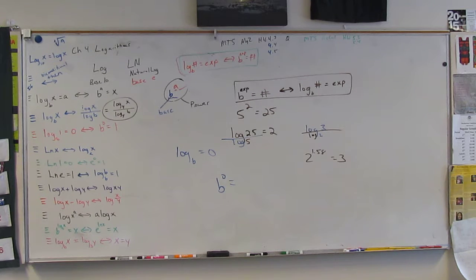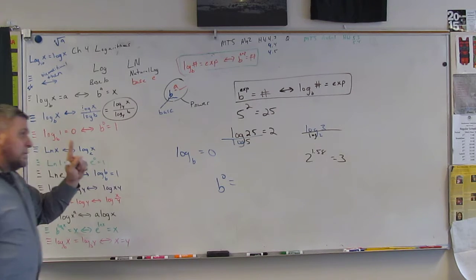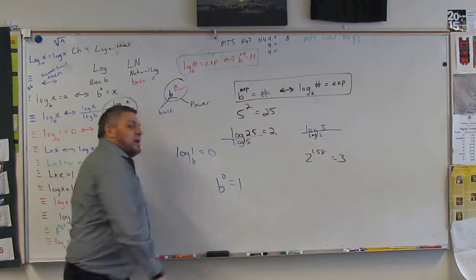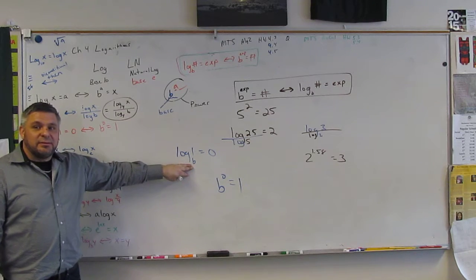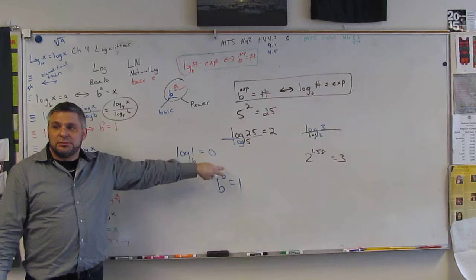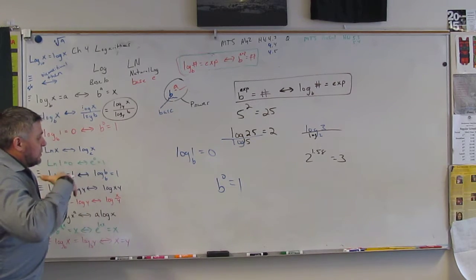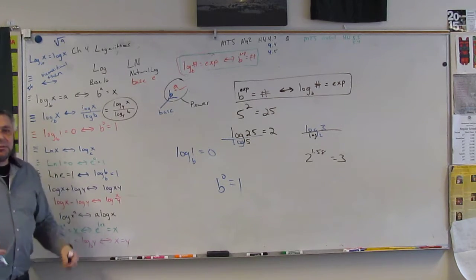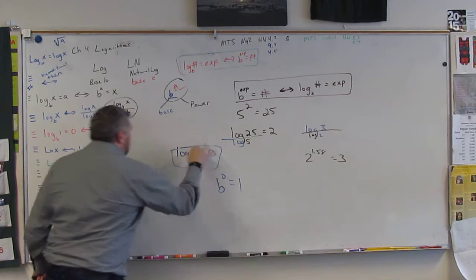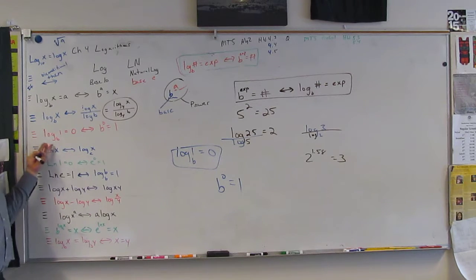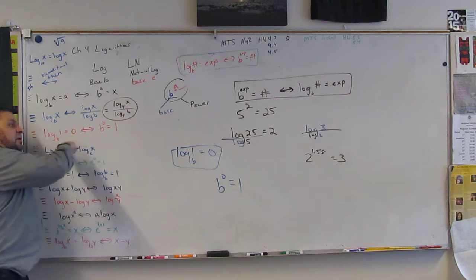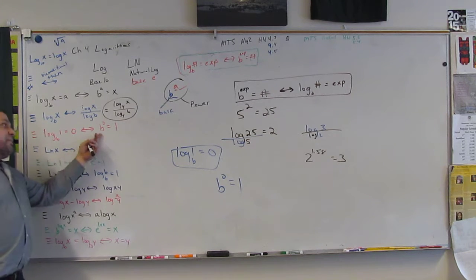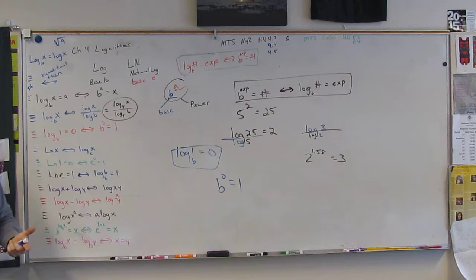No, not 0. 1. And so that's why log of 1 of any base is going to be 0. Okay? So you've got to keep that in mind. This is a rule we're going to use. It's an identity rule. So log base b of 1 is equal to 0. Then that means that b to the 0 is equal to 1.